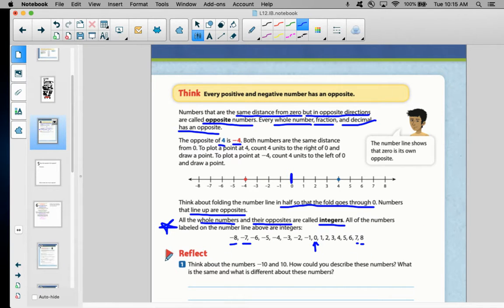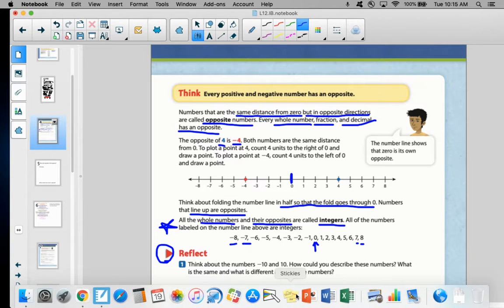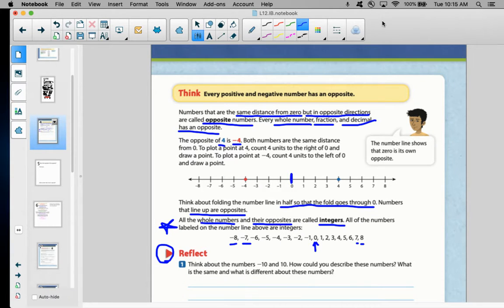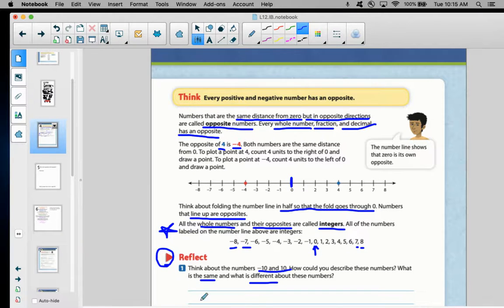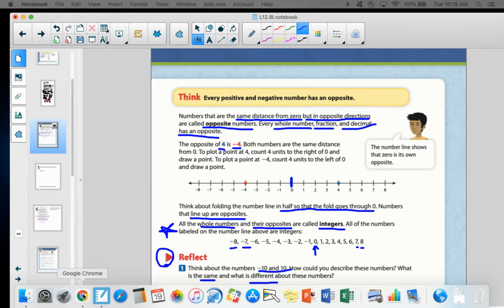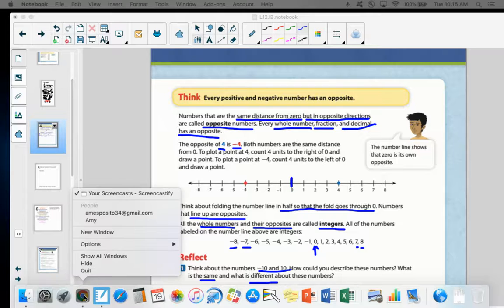We are going to have a quick reflection question that I typed out into Google Classroom, and that is similar to what we talked about with positive and negative 3. You have to think about -10 and +10, and how are they the same, and what is different about these numbers.